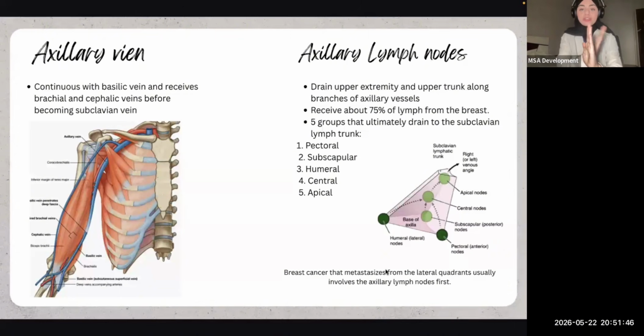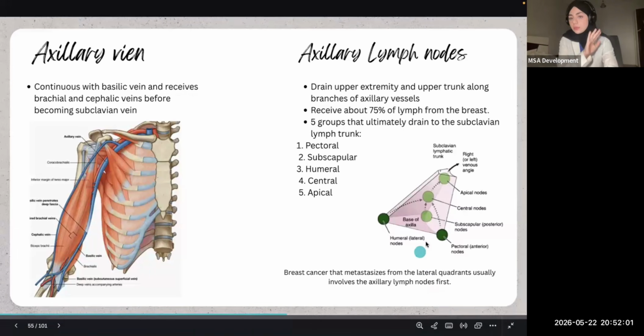Medial quadrants or lateral quadrants, or medial upper quadrant, medial lower quadrant, or upper lateral quadrant, lower lateral quadrant. This upper lateral quadrant is receiving most of the lymph from the breast, which means it's the first area you're going to see the breast cancer in most of the time.